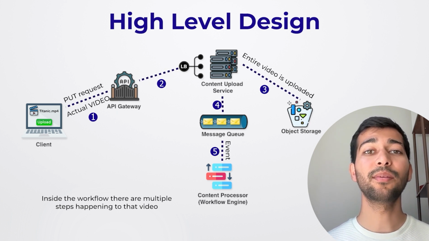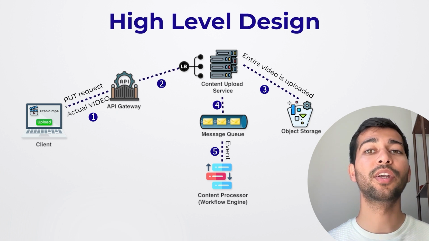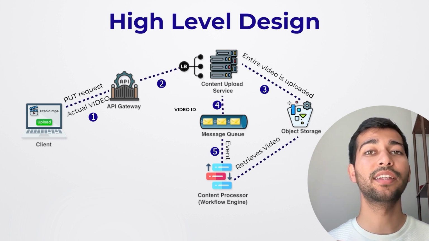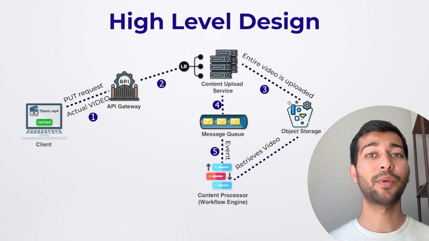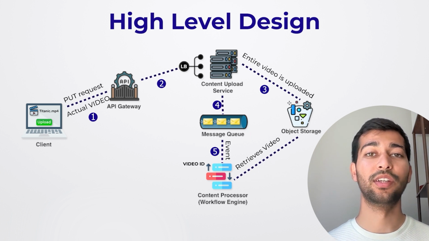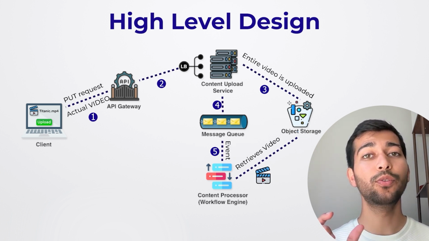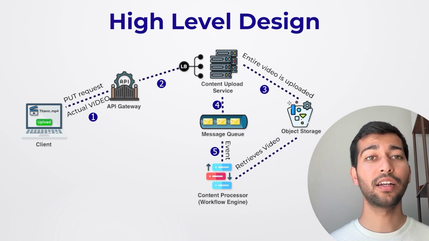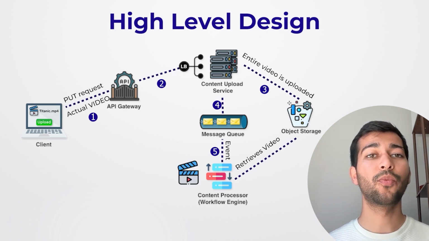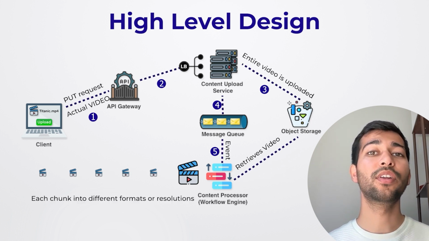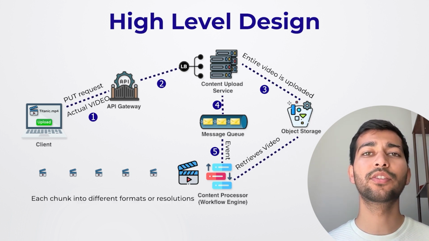Firstly, the content processor workflow engine uses that event to retrieve the video from the object storage. Remember, the content upload service added an event with the video ID in the message queue. Well, that gets picked up by the content processor workflow engine, and it tries to grab that video from the object storage using that video ID. Then the content processor breaks down the video into smaller chunks. Each chunk is then divided into different formats, different qualities or resolutions.